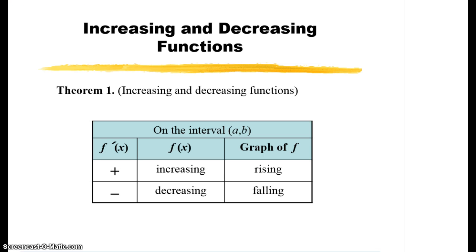Okay, so why don't we start by looking at increasing and decreasing functions, which your book does a great job explaining. Essentially, the big thing to get is theorem 1 in the textbook, and that's the relationship between a function f and its derivative, as well as the graph of the function. Wherever the derivative is positive, on any open interval a to b, your function is increasing and the graph of the function is rising. If the derivative is negative, the function is decreasing and the graph of f is falling.